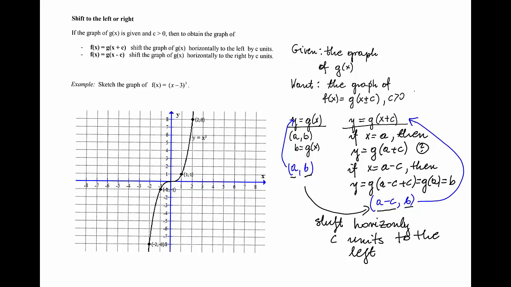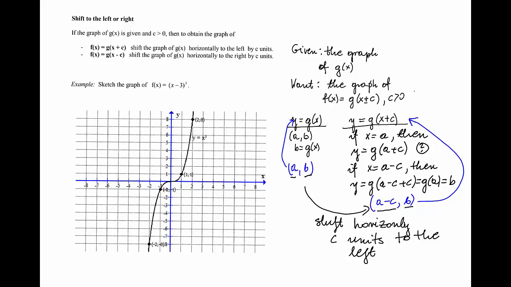What will happen if I would have a minus sign here instead of a plus sign? If it were a minus sign, the result would be a shift horizontally to the right by c units. So let's look at how it's going to work on an example.